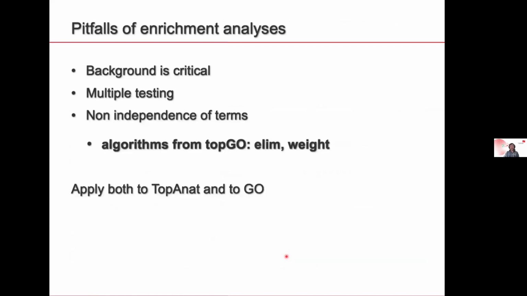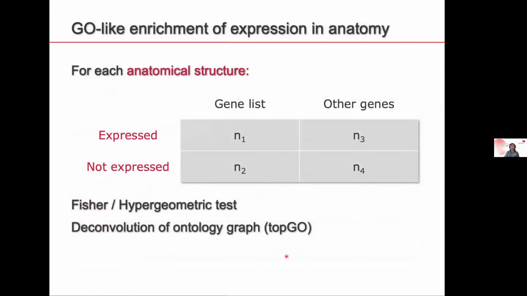Now, just something I should say in general about enrichment analysis, which is true also for gene ontology analysis. In all these enrichment analyses, the background is critical. If you go back to this table here, the statistical test is comparing this to that. If you put the wrong thing here, you'll get the wrong conclusion on this test. So whether you do a gene ontology enrichment test or an anatomy expression enrichment test, it is very important that your other genes, your universe of possible genes, is the correct one.